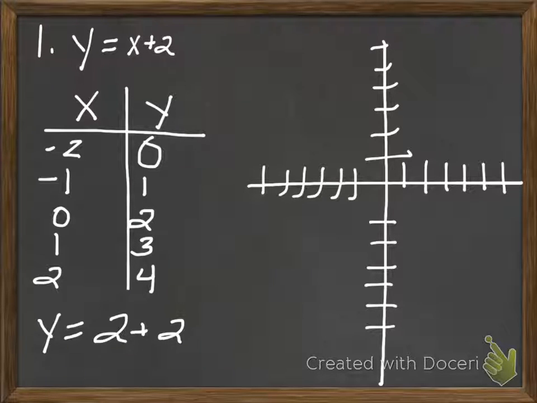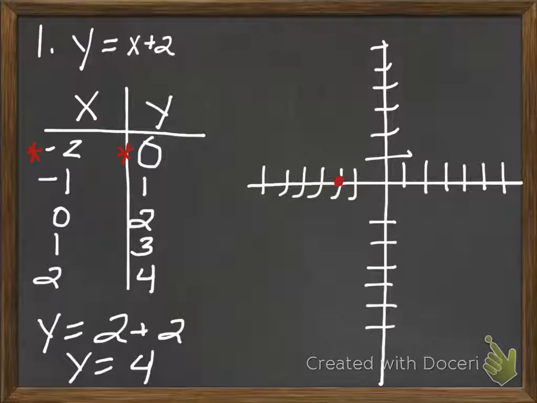So you can see here that we have substituted numbers in for x in order to solve for y, and we have created an input-output table by doing that. Now that we've created our input-output table, we need to graph and plot our points. The first thing that we're going to do is my x is negative 2 and my y is 0. So I'm going to plot that negative 2, 0. And that's going to put me right there.